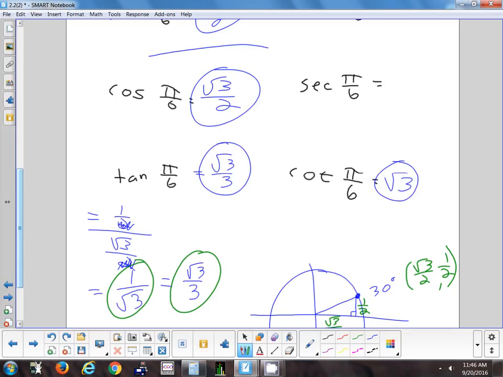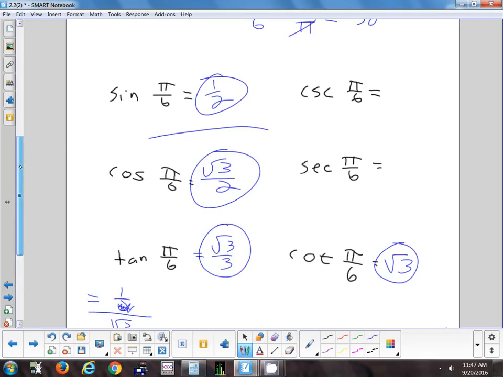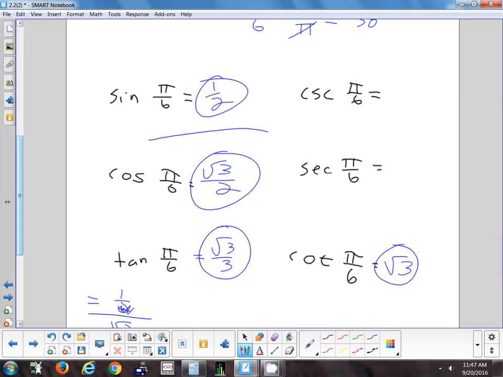And which one are you flipping? Sorry, which one? 1/2. Oh, sorry, I meant, did I say cosecant? I thought I said secant, but yeah, you're right. Cosecant would be 2. How about the secant? Which one do you flip for that? Yep, flip the cosine. So you get 2 over 3.